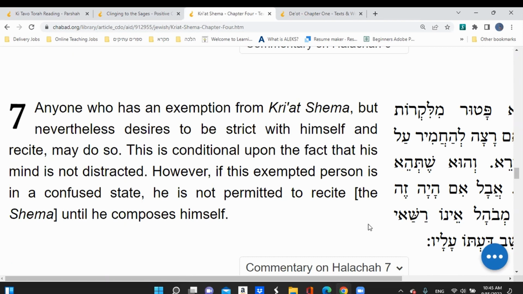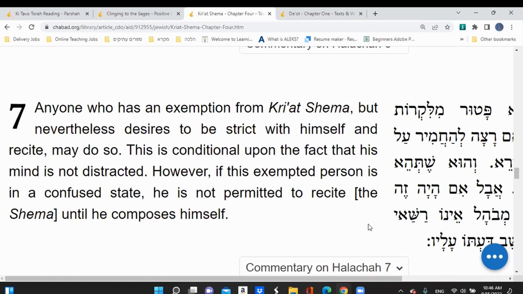Anyone who has an exemption from Kriyat Shema, but nevertheless... Nevertheless means like anyway. You're saying it correctly. Desires to be right with himself and recite may do so. This is conditional upon the fact that his mind is not distracted.